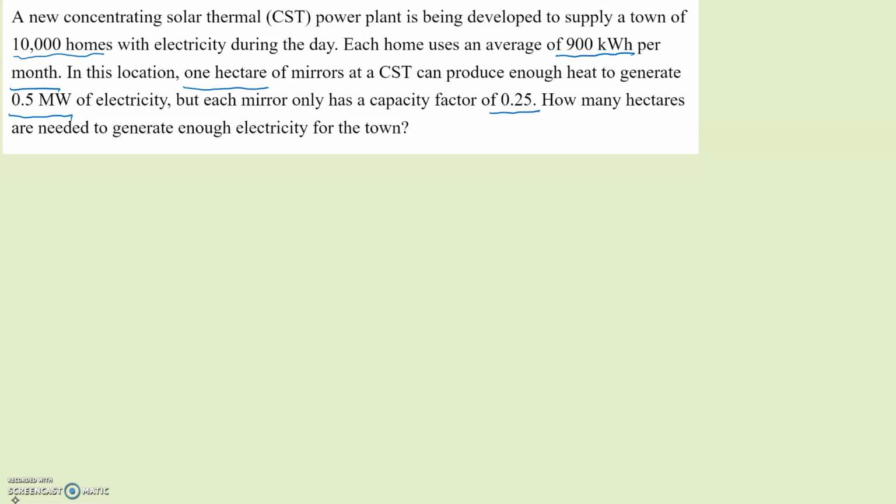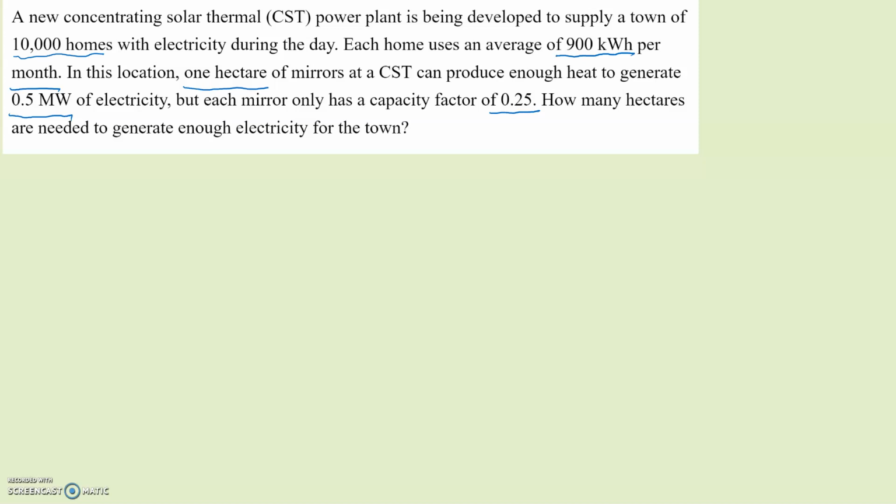Capacity factor is how much energy a power plant actually produces on average versus what its potential amount of power is. So this means even though an acre of mirrors could produce 1/2 a megawatt of electricity in theory, in practice they are only going to produce 1/4 of that. So let's start figuring some of these things out.